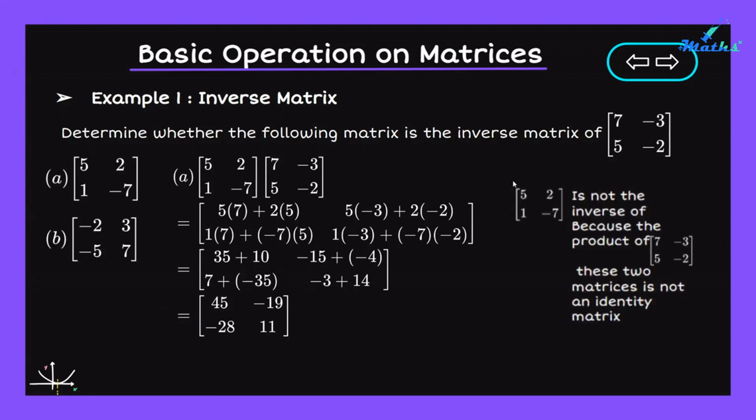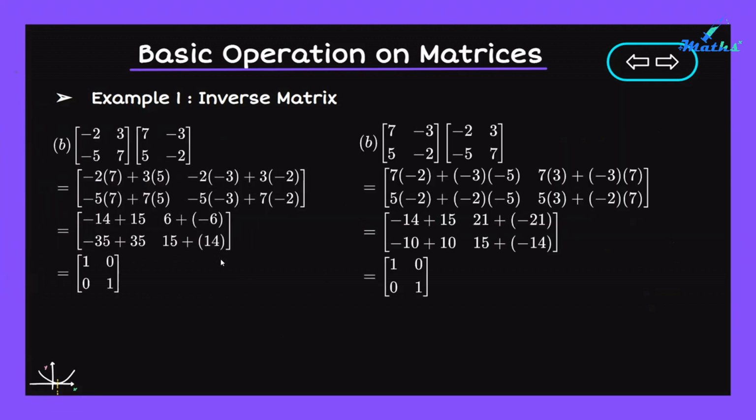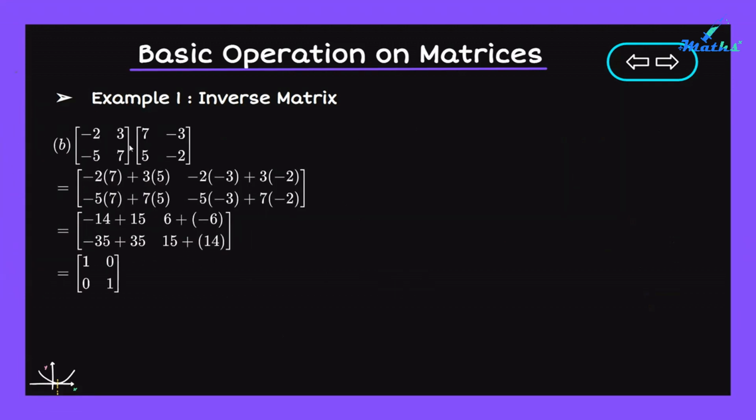So this matrix 5, 2, 1, -7 is not the inverse of the matrix, because the product of 7, -3, 5, -2 with these two matrices is not an identity matrix. Let's see B. So for B we multiply these two matrices together too. It's the same multiplication, so I skip this part.